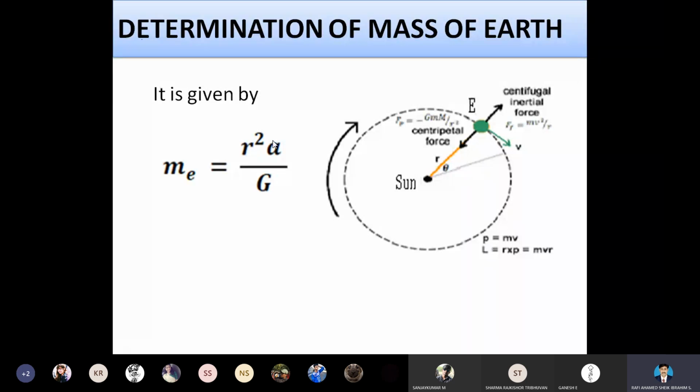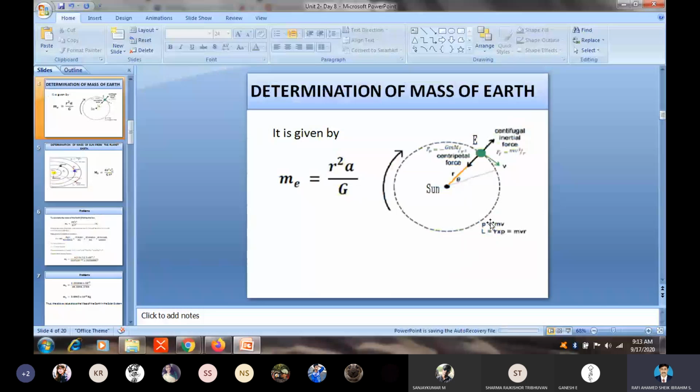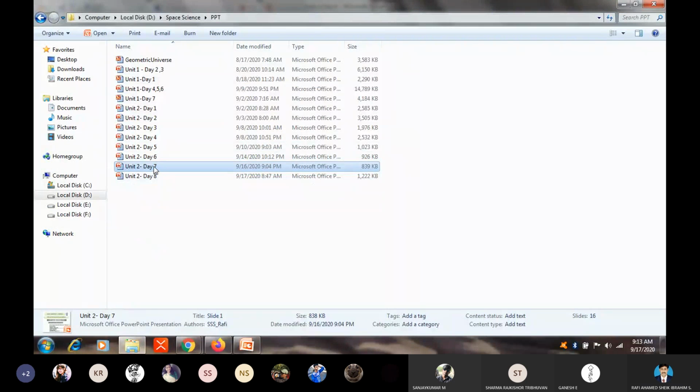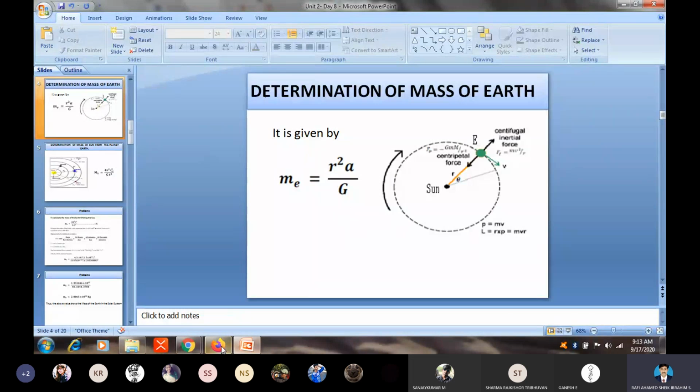Actually, here we have learned about the movement of the planet. As we learned about the movement of the planet, wait, I will show another slide for your doubt. Just a minute.